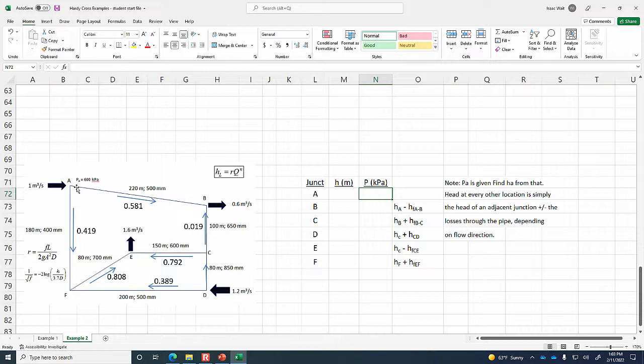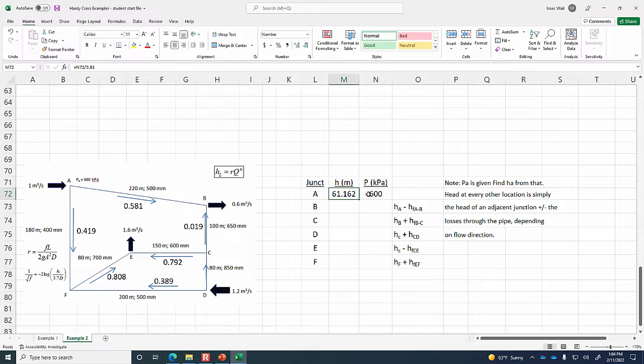You can see from the given that we know the pressure at junction A is 600 kilopascals. And so if the pressure there is known to be 600 kilopascals, then the head is just going to be the pressure divided by 9.81 kilonewtons per cubic meter, which is the unit weight of water. So there's 61.162 meters of head at that location.